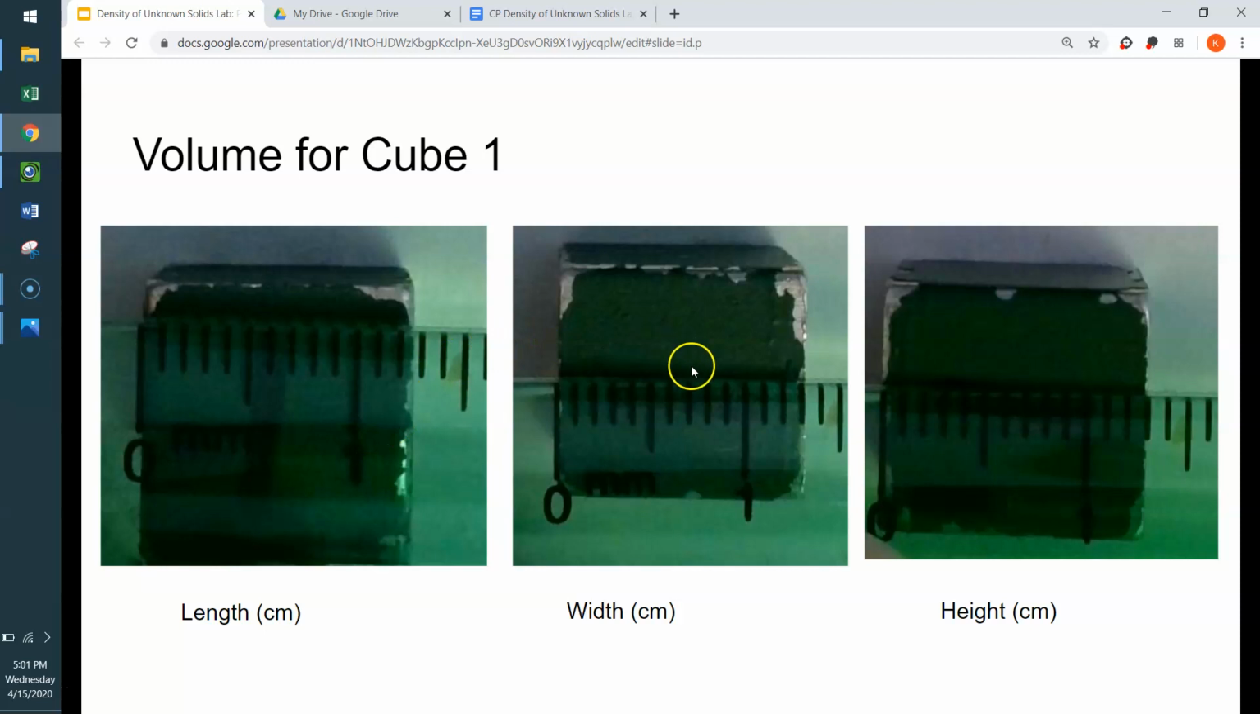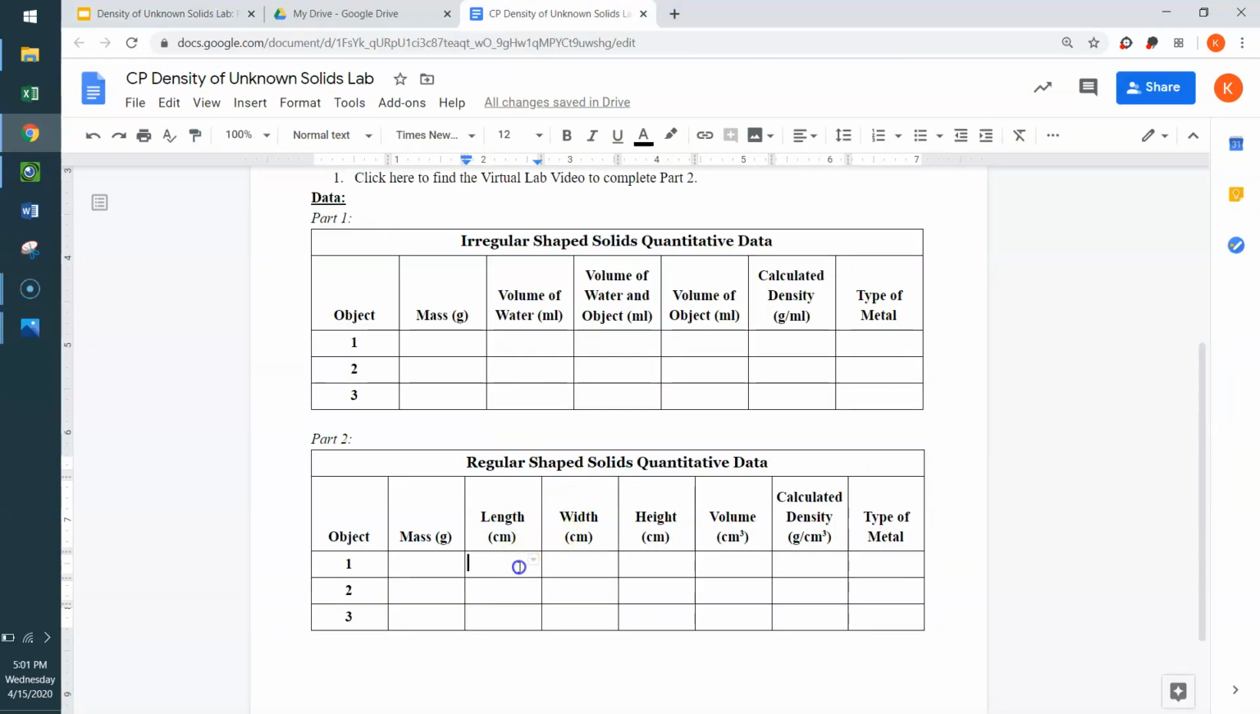Okay, so now I want you to try to read the width and the height for the cube and type those numbers now into your length, width, and height for that object. Once that's done, you're going to take your calculator and multiply these 3 numbers together to calculate your volume. Again, remember, any of these measurements do not need to have units next to the numbers because the units are in the section headings above.